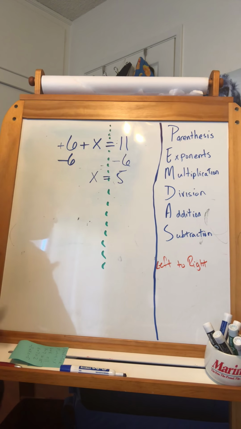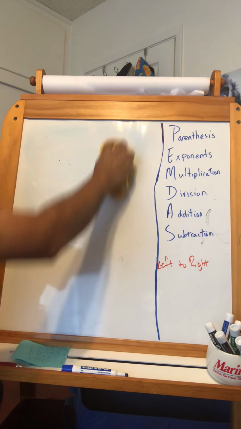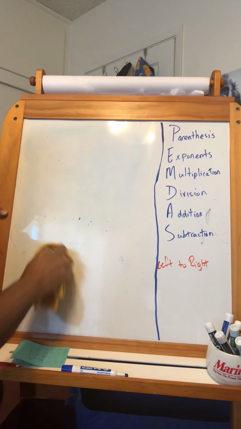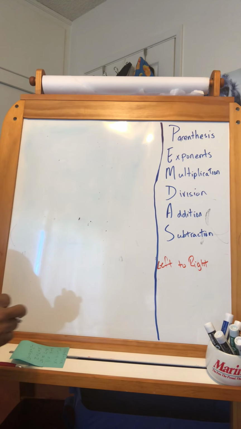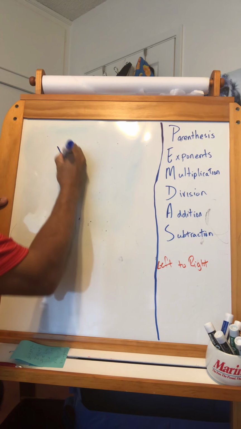All right, let's erase this one. I'm going to try writing a little bigger. That looks like it might be kind of small. Let's do another one. This is going to be a little trickier.